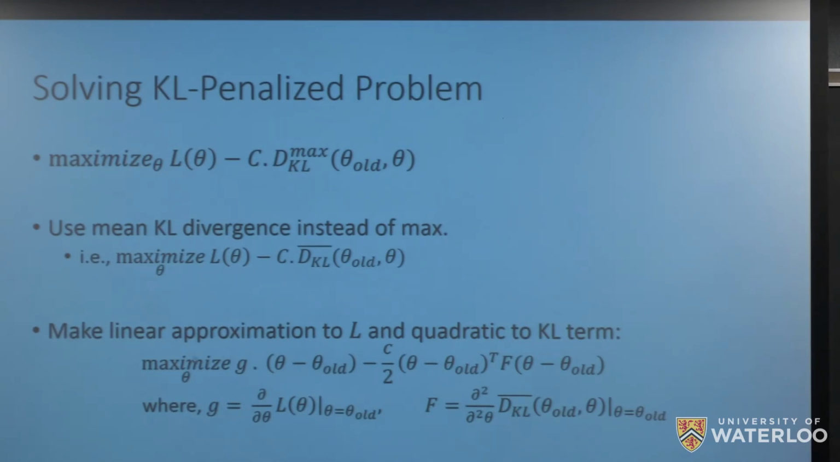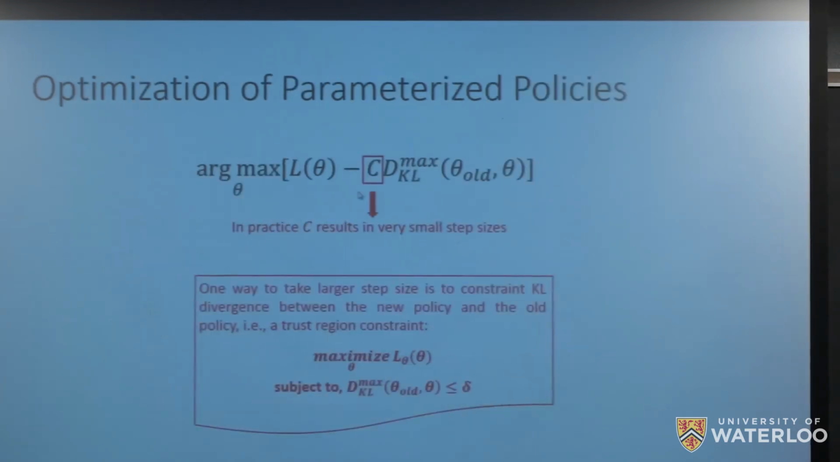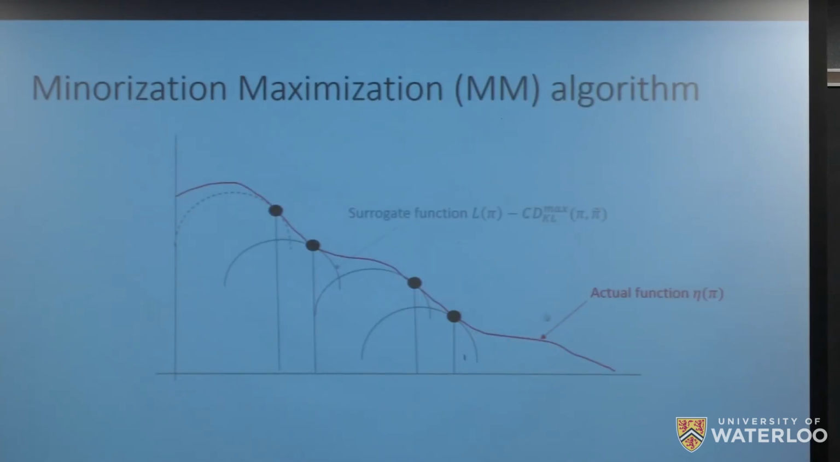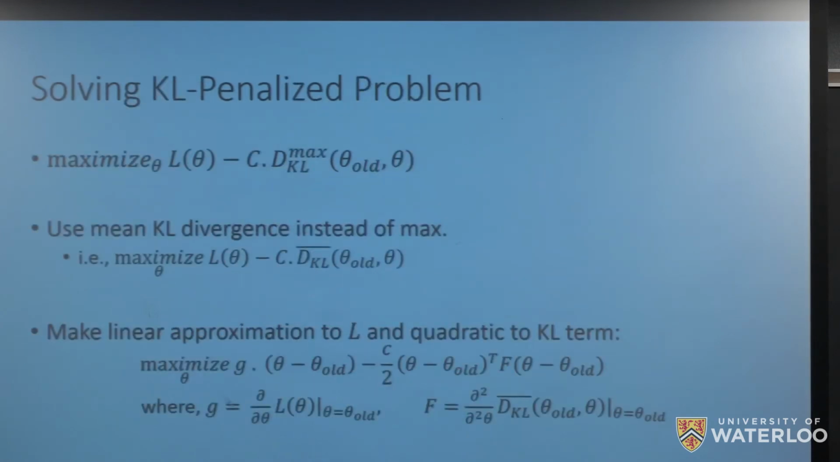What they did was a linear approximation of L and a quadratic approximation of the KL. This can also be seen from the graph that I showed: the surrogate function is quadratic in nature, whereas L itself is linear. So with this approximation, L could be converted into g dot this particular thing, and the mean of the KL divergence could be converted into a quadratic form like this, where g is the derivative of L, and this is the Hessian matrix.